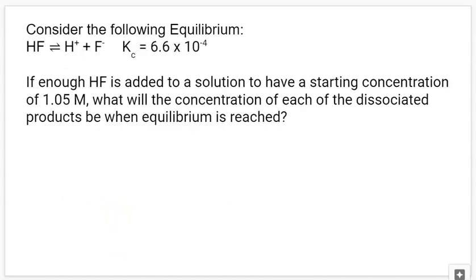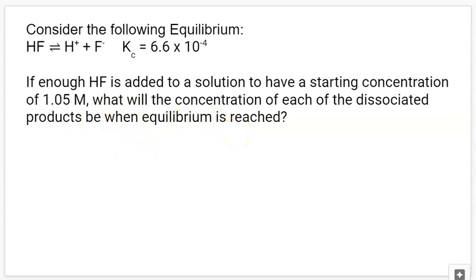All right, let's do one more example. Let's consider the following equilibrium of hydrogen fluoride, or hydrofluoric acid, in equilibrium with hydrogen ions and fluoride ions. And let's consider that our equilibrium constant is 6.6 times 10 to the negative 4. If enough hydrogen fluoride is added to a solution to have a starting concentration of 1.05 molar, what will the concentration of each of the dissociated products be when equilibrium is reached?